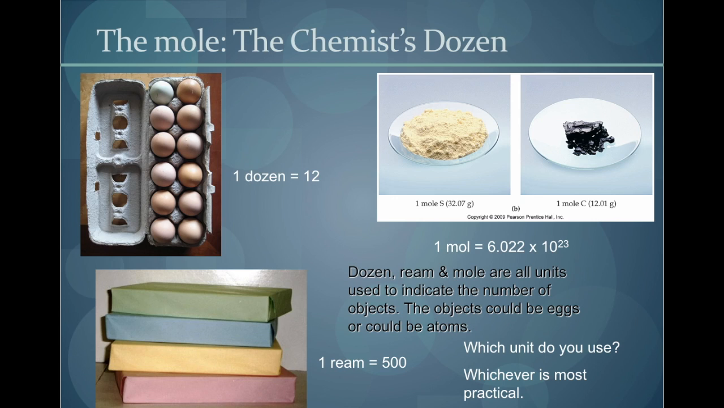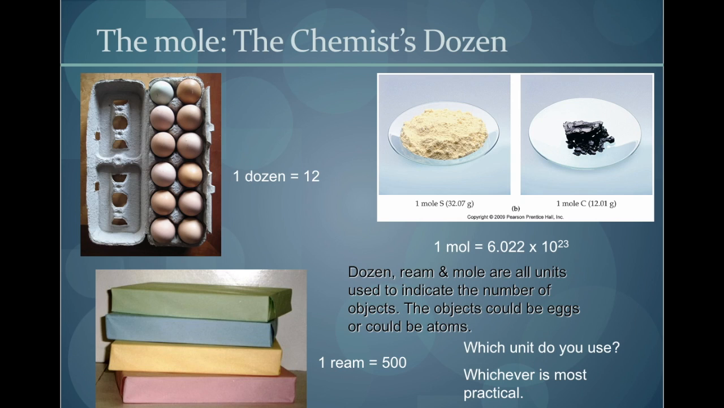So why do we use the mole, or why do we use any of these numbers? Because they're practical. Like when we buy a carton of eggs, somebody decided a while ago that a dozen was a good amount of eggs to sell. So it's just easy to say a dozen eggs. It's an easy way to explain it. And the same with a ream of paper. We know that there's exactly 500 sheets of paper.